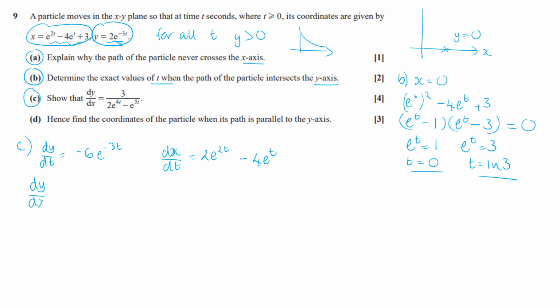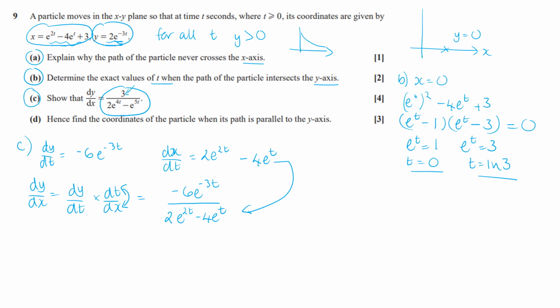And now we need to make a chain. dy by dx is going to be dy by dt times dt by dx. So informally, they aren't fractions, but they can behave where the dt's will cancel. So dy by dt is minus 6e to the minus 3t over, because we notice here that this is the dx by dt upside down, so we'll have to put this expression underneath. So that will be 2e to the 2t minus 4e to the t. Now that's not quite the format that they want. They've just got 3 on the top.